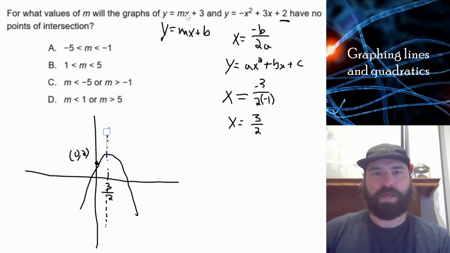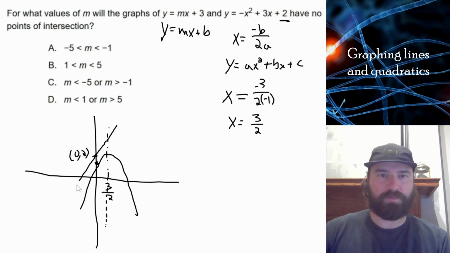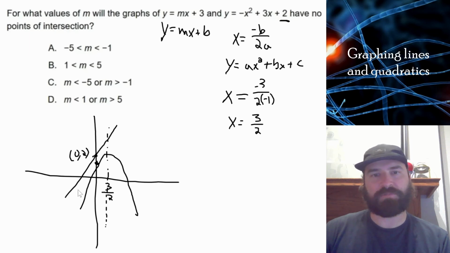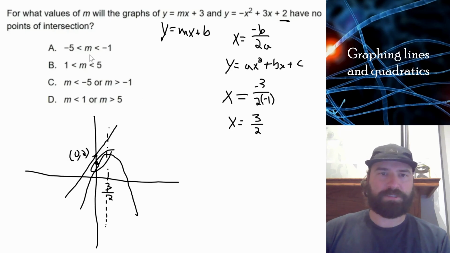And now we know we have some line that has a y-intercept of positive 3, and we have to figure out the slope of this line that would make it so that it never touched the parabola. So basically the slope of the line and the slope of the parabola have to be about the same. If I was going to draw a line that never touched this, it would have to be something like this. It would have to be sort of going at the same slope as the parabola around this area right here. So if we look through our answers, we can get an idea of what that might be.